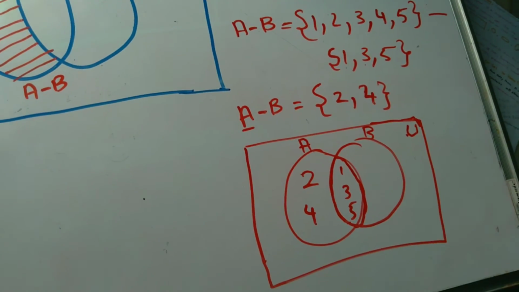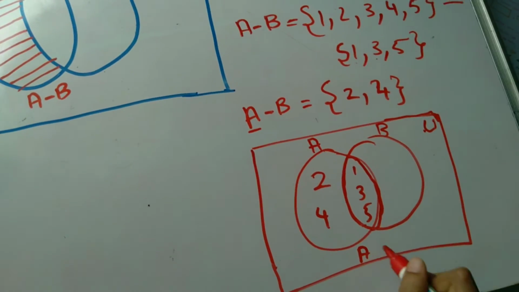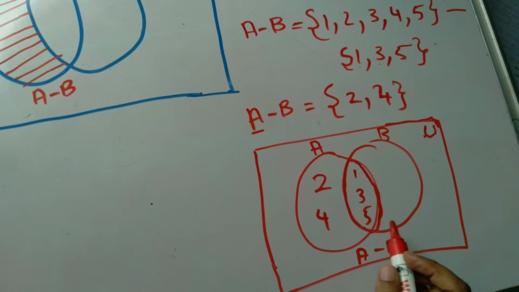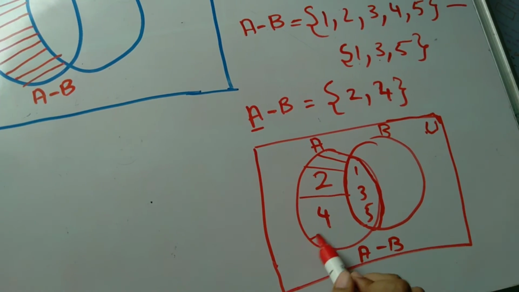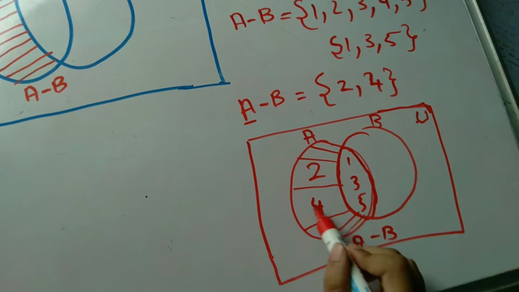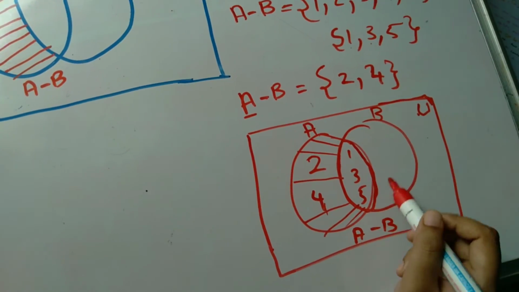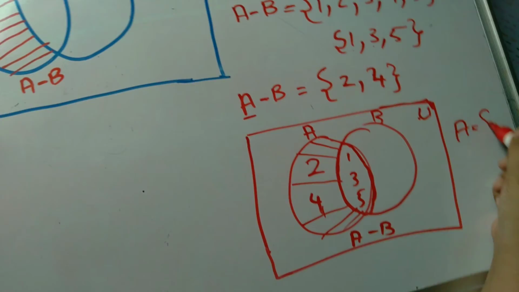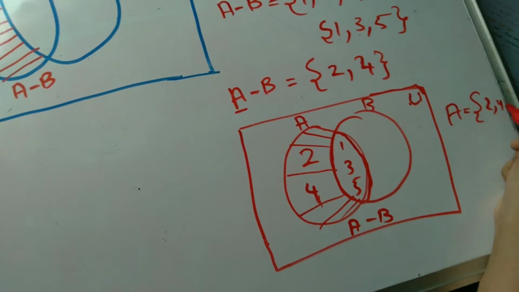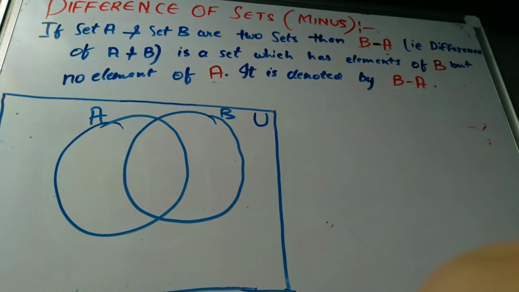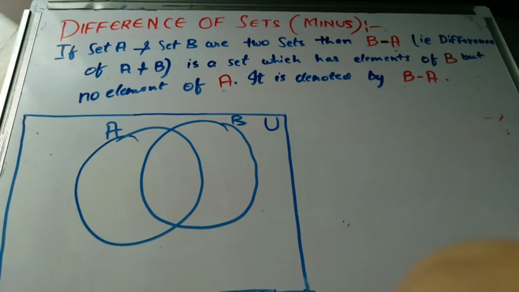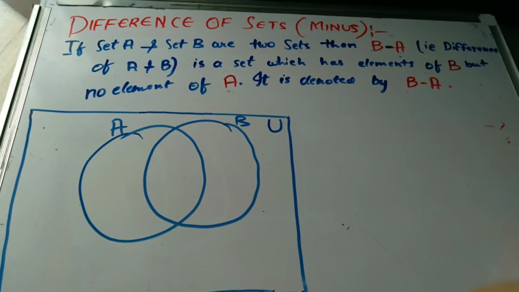One more example I will give so that you will be clear. A minus B. So if we do A minus B, then we'll take only 2 and 4. What will we take? Only 2 and 4. We will not take 1, 3, 5. So what is A minus B? 2 and 4. We have found out the difference of A minus B. Now we will find out the difference of B minus A.